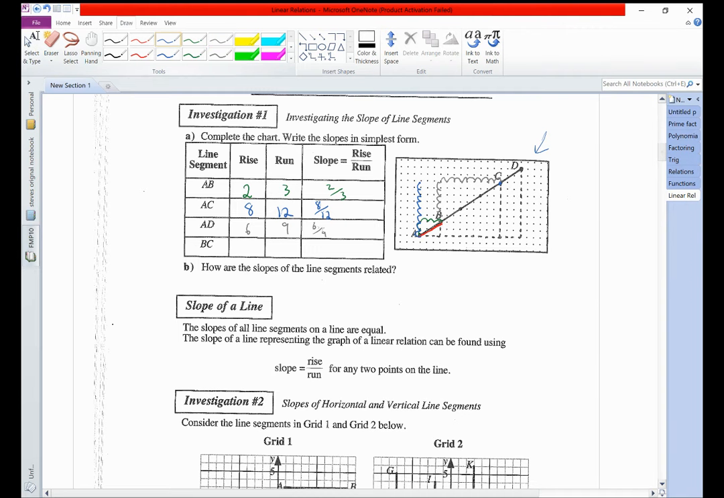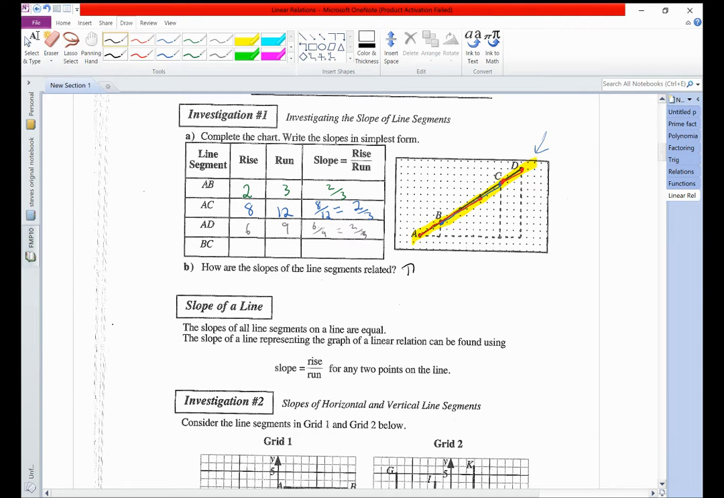Before we move any further, I want to reduce these fractions. So 8/12 actually can reduce to 2/3, and 6/9 can reduce to 2/3. That's supposed to be a 3. So what you can see here is that all of the slopes are going to be the same. And that hopefully makes sense, because if you look at this line here, and let's use the highlighter. If you look at that line, it's the same steepness all the way through, whether you measure it between those 2 points, or between these 2 points, or between those 2 points. It's always going to be the same slope.